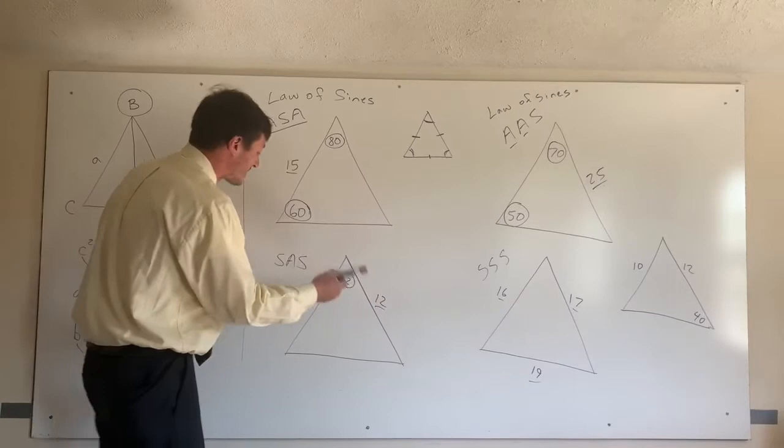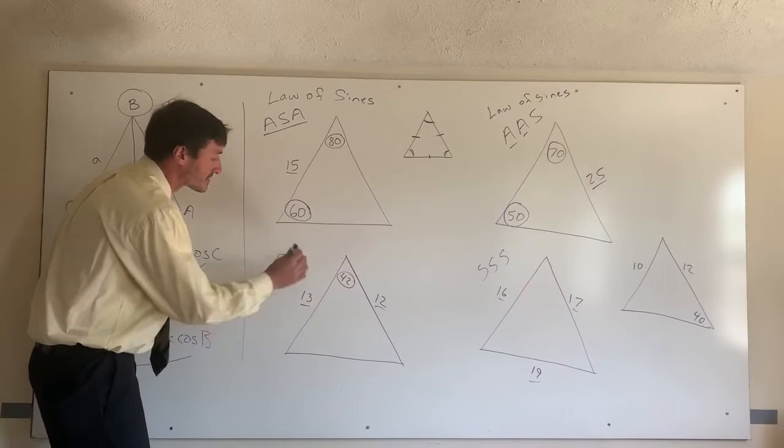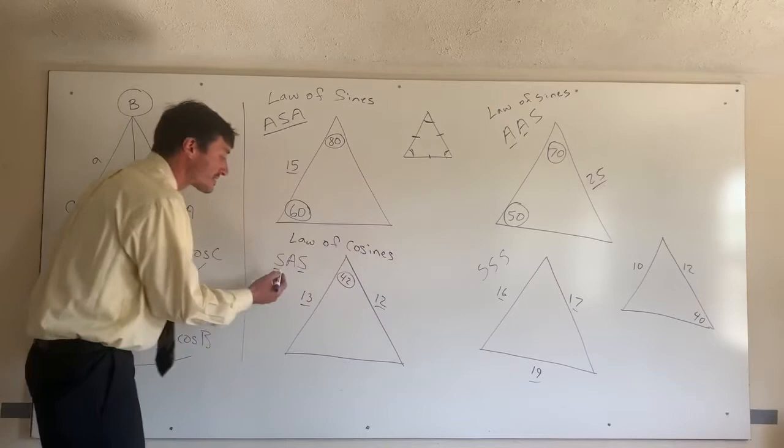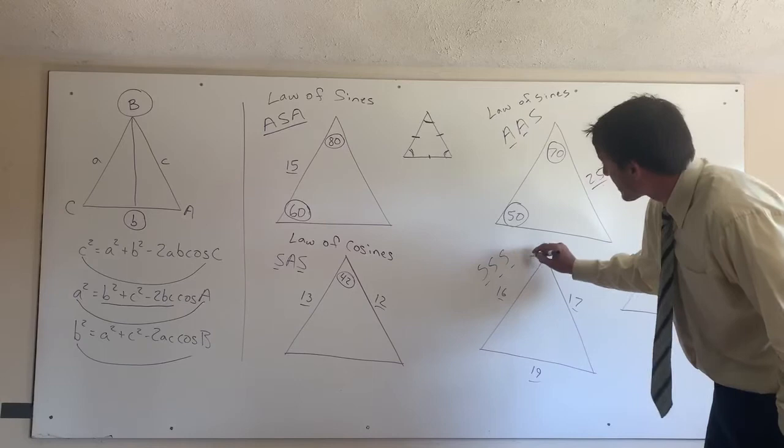All right, so in this case, we know more sides than we know angles. So in this case, we're going to use law of what? Law of cosines. So we use law of cosines when we know more sides. Here we know what? Three sides, okay? And in this case, more sides than we know angles, so we're going to use law of cosines.